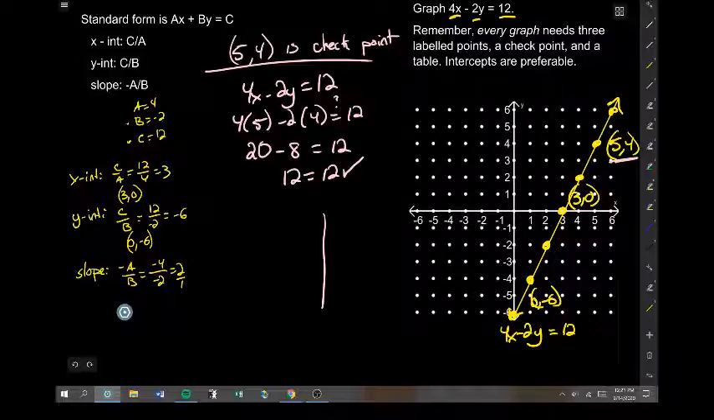I'm going to make a quick table showing some points. I'll go in order, so I have (0, -6). I had the point (3, 0), and I had the point (5, 4). That'll be enough for now. Okay, that's graphing standard form. It's pretty straightforward.